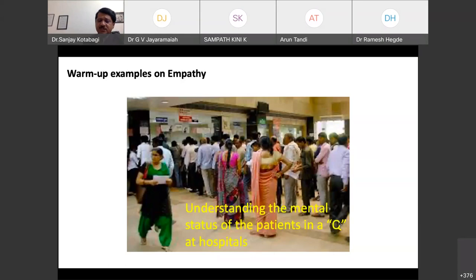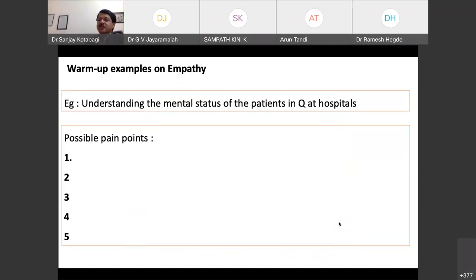They need not be patients; the people standing in the queue at the hospital, I'm trying to understand their mental status. So what should I do? I should jot down the possible pain points. I say no, it is observation. Observation of what? The kind of uneasiness they show through their body language, how they speak to the other person, the movements and behavior they make. Depending upon that, I would conclude something, or understand their pain points.